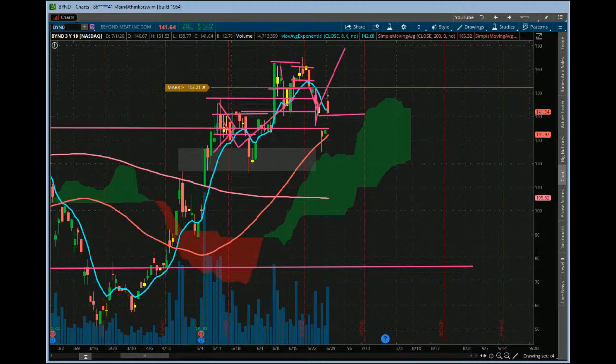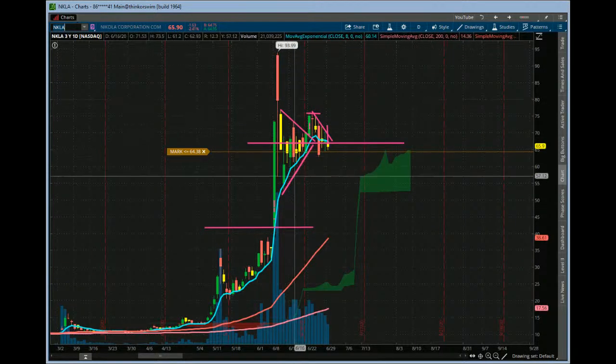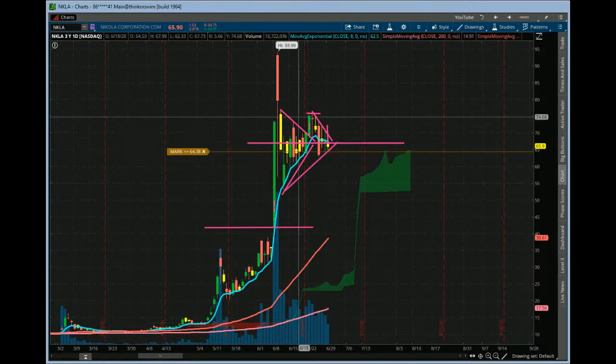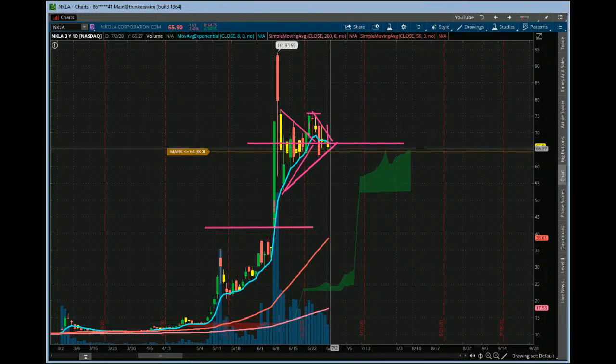DA, Nikola seems to be dropping out of the triangle. Let's take a look. Yeah, Nikola. So keep an eye on this one, guys. This one is definitely triangulating again here, so getting really tight inside day to day again. If they do dump it, watch out.